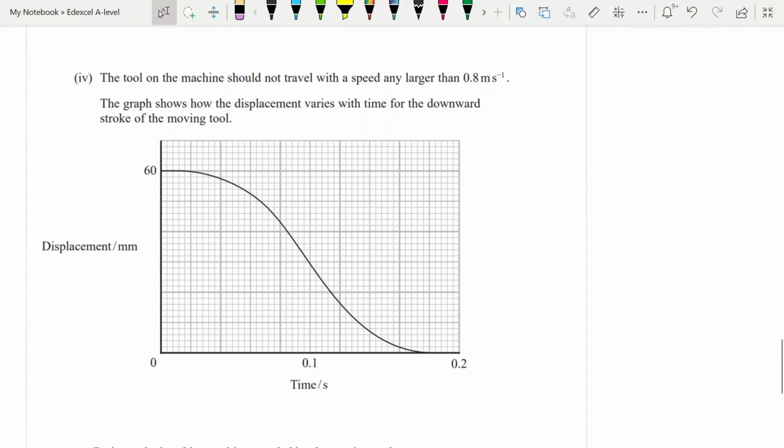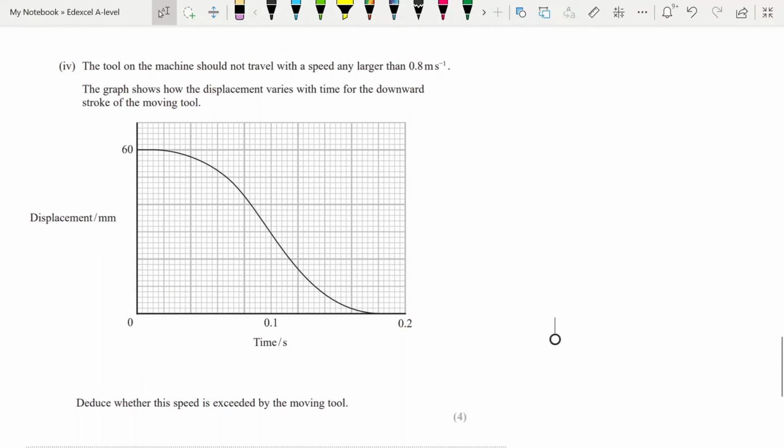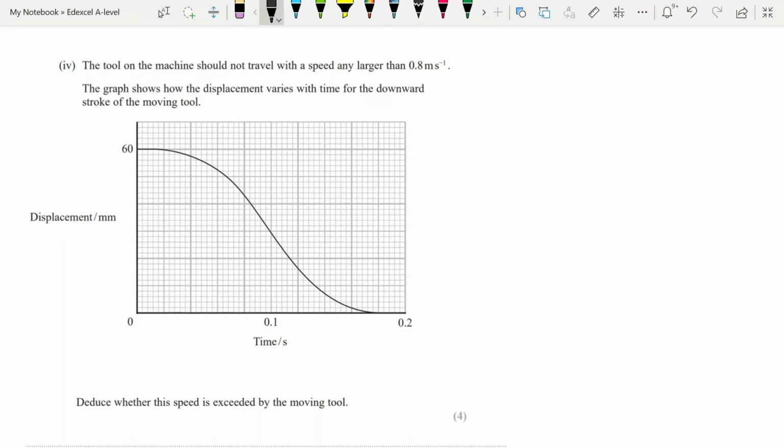The last one I'm going to do today, very similar to the first one, but a slightly different sort of question. It's part 4. The first few parts was about a machine. The tool on the machine should not travel with a speed any larger than 0.8 meters per second. The graph shows how the displacement varies with time for the downward stroke of the moving tool. The question is, deduce whether this speed is exceeded by the moving tool. It's the same sort of question, just slightly disguised, and you can see there's quite a large number of marks available for this. So again, we've got a displacement time graph. Is the speed going to be exceeded by the moving tool?